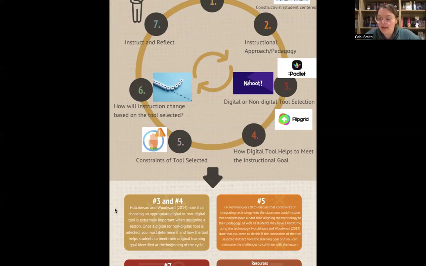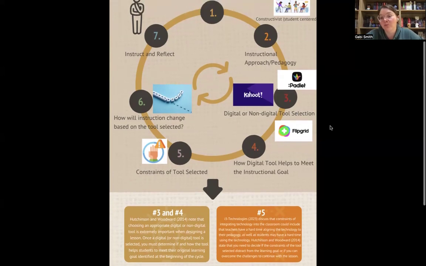If the tool is not enhancing students' learning to help them meet that learning goal, then perhaps it is not the correct digital tool for your lesson. That's okay. That's why they have the option of a non-digital tool. Sometimes a non-digital tool is the tool that you need for your lesson.